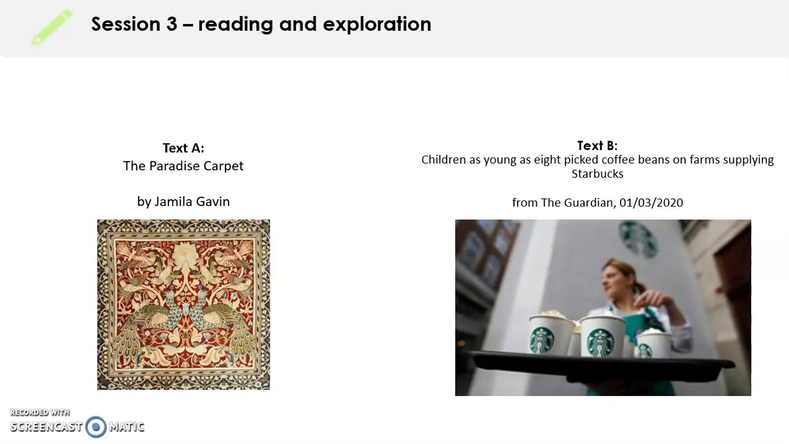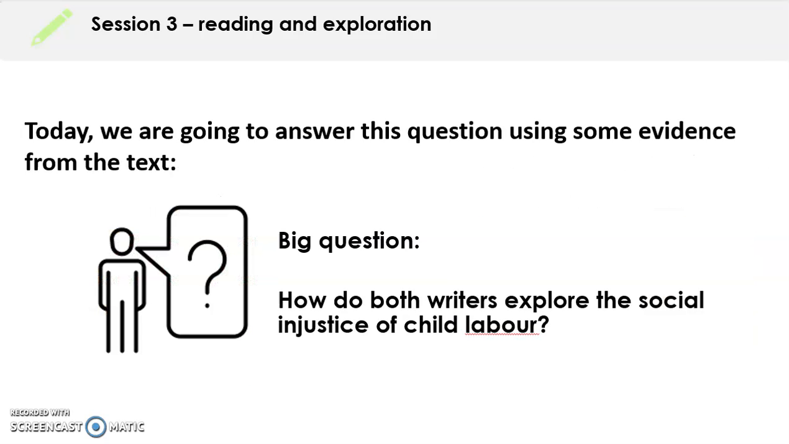And we're still focusing on the two texts, The Paradise Carpet by Jamila Gavin and the Guardian article, Children as Young as 8 Pick Coffee Beans on Farm Supplying Starbucks, from the Guardian on the 1st of March this year, 2020. We're moving on from just introducing the ideas in a text to beginning to explore some evidence from each text in a little bit more detail by using a what, how, why structure. So we're going to answer this question using some evidence from the text. How do both writers explore the social injustice of child labour?